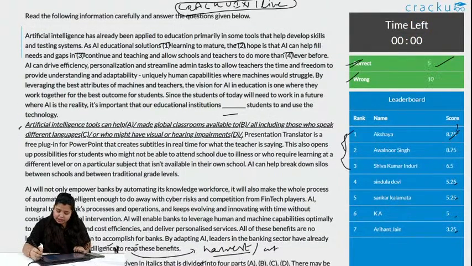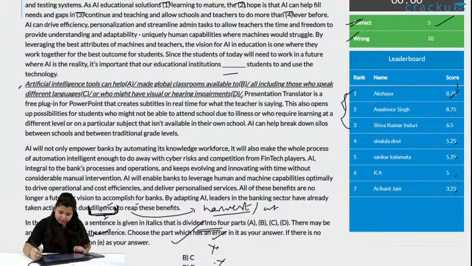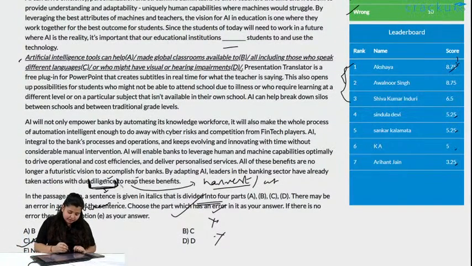Next question is, okay, in the passage given, a sentence is given in italics and that is divided into 4 parts A, B, C, D. There may be an error in any part of the sentence. Choose the part which has an error. So, we need to find a sentence with error.